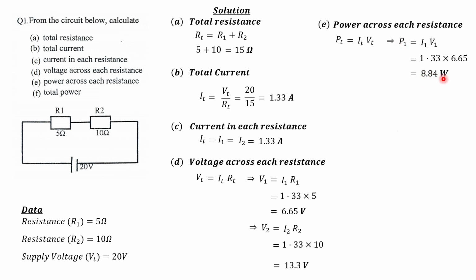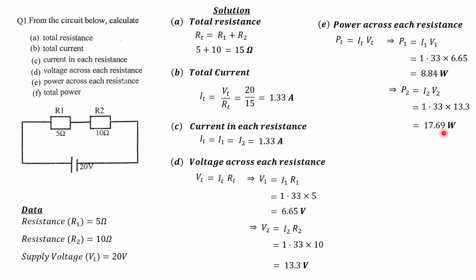So let's calculate P2, the power across resistance R2. This is also equal to I2 times V2, the current flowing through resistance R2 times the voltage across resistance R2. So this is equal to 1.33 times 13.3, and it gives us 17.69 watts. So P1, the power across resistance R1, is 8.84 watts, and P2, the power across resistance R2, is 17.69 watts. I hope you're following it.